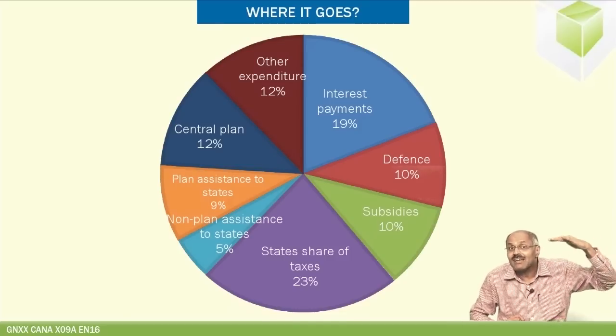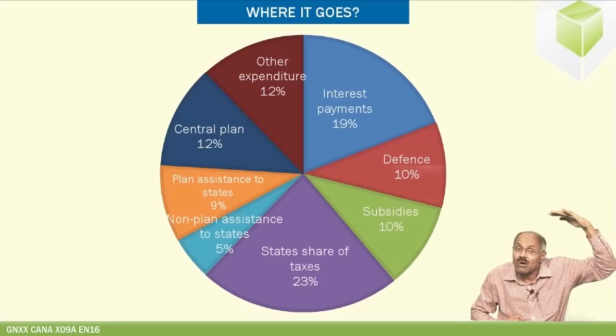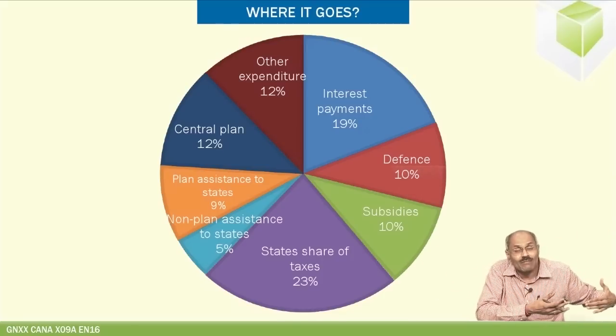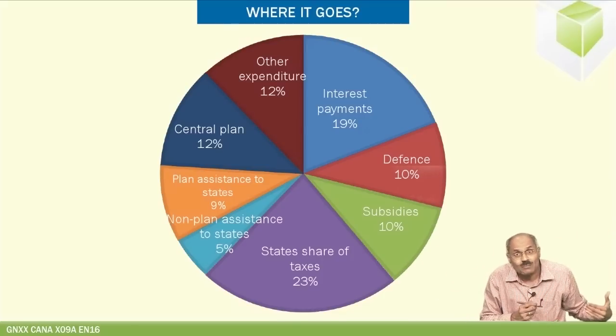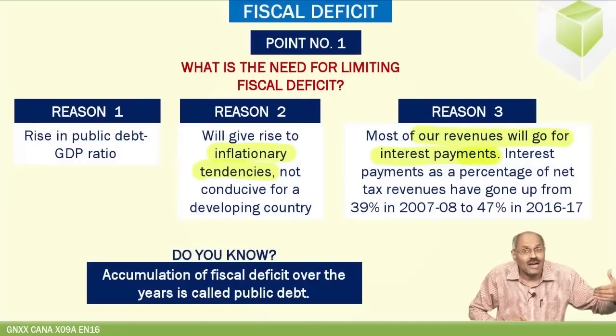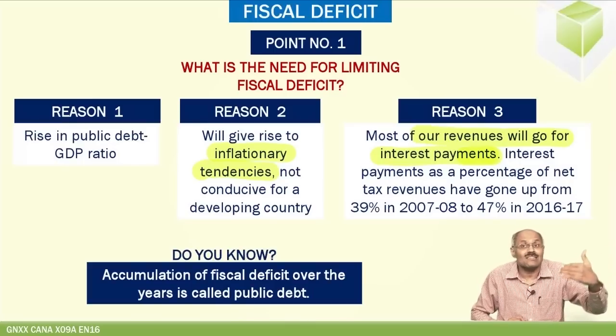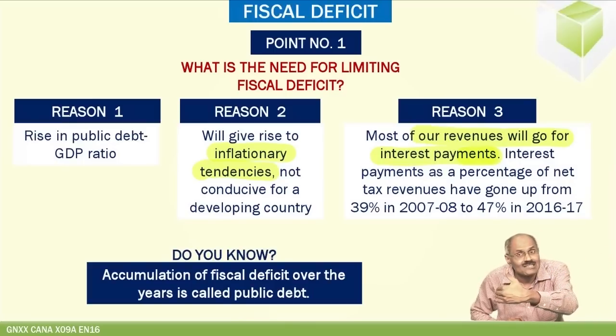If the fiscal deficit increases beyond a certain limit, then what will happen? Most of the money will go for interest payments and very little will be left for other types of expenditure. So that's why the government wants to limit the fiscal deficit. Limiting the fiscal deficit is very important because of these three given reasons, right?